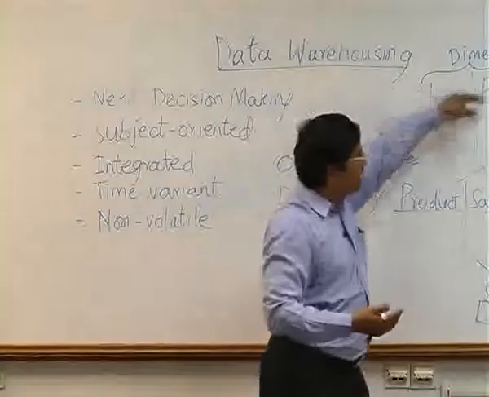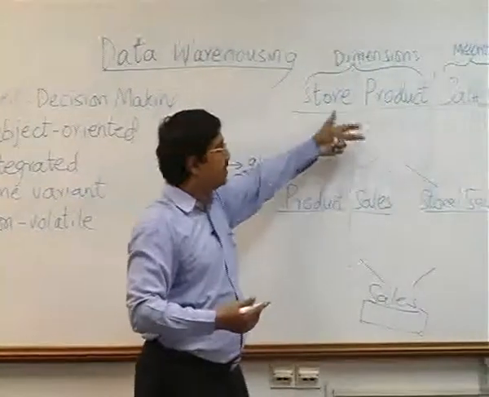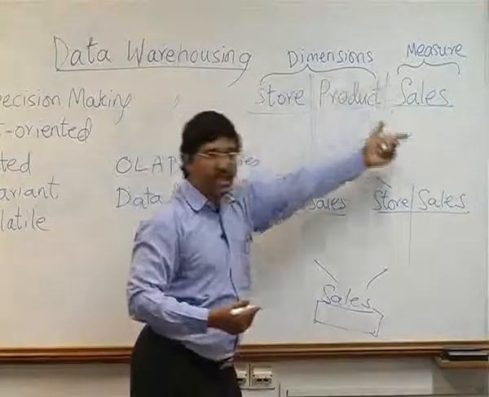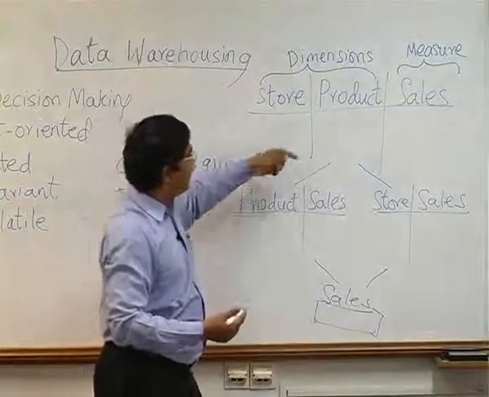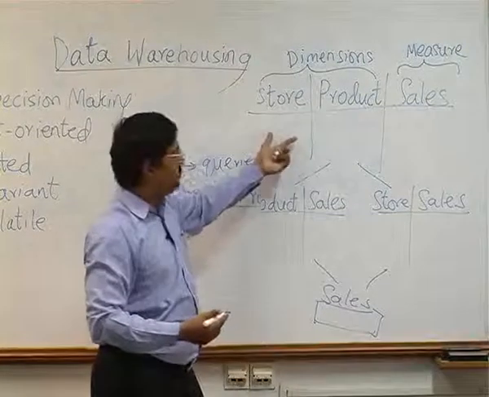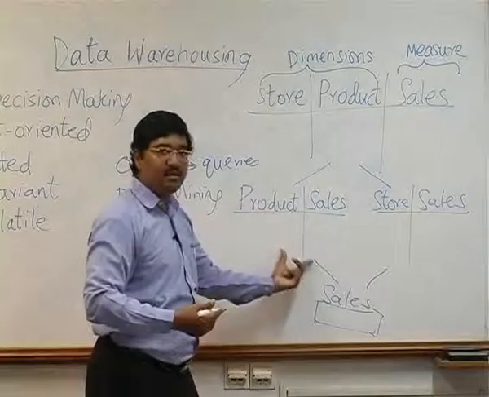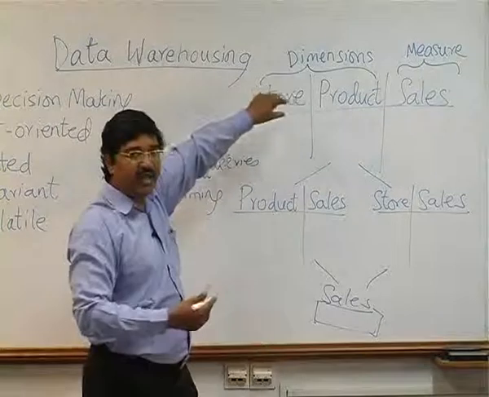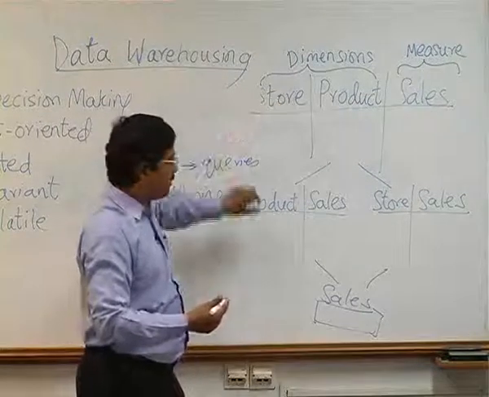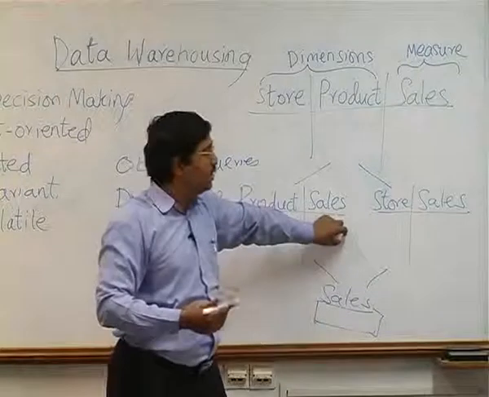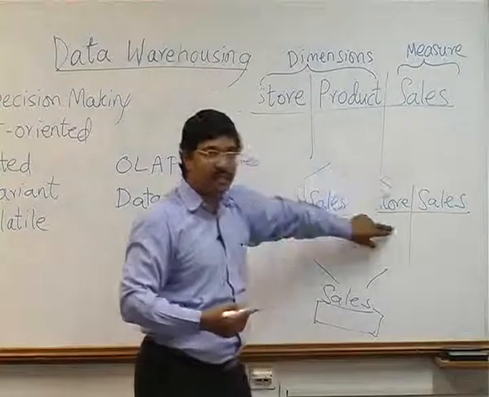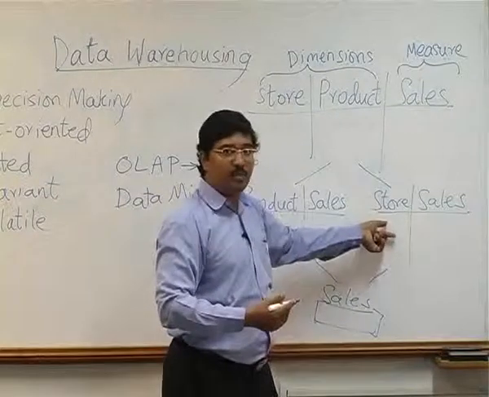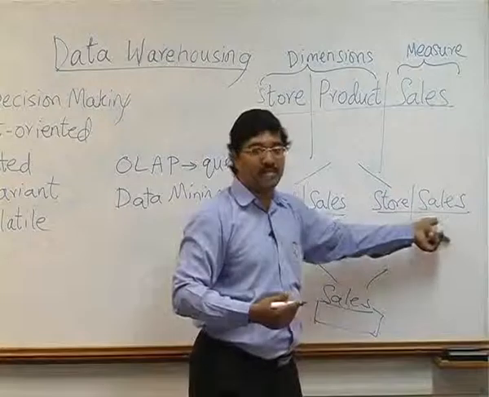And the output of OLAP is a set of reports which will be a good kind of aggregations. For example, suppose the data warehouse consists of these dimensions and these measures. Given a table like this, you can aggregate it based on store, and you get this kind of table where for a product, you are aggregating over all the stores. So across all the stores, for a given product, what is the total sales? Or you can aggregate based on product and get this kind of table, where for a given store, across all the products, you see the total amount of sales.